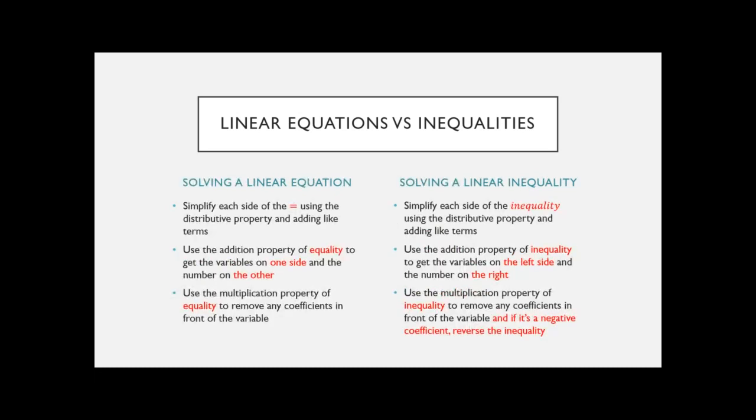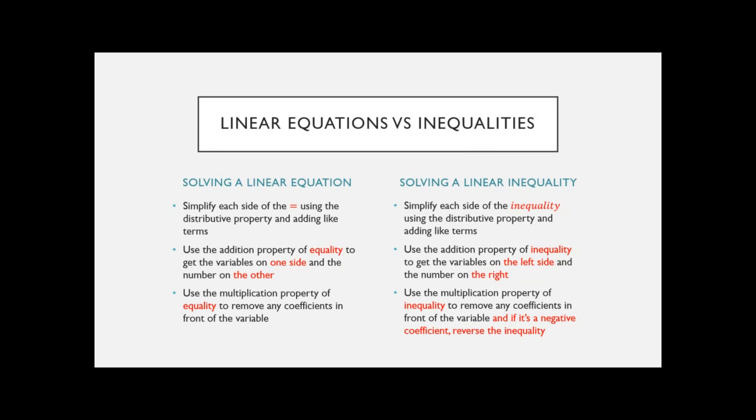And there are similarities and differences when you're solving as well. So if we're looking at solving an equation versus solving an inequality. When you're solving an equation, you want to simplify both sides of your equal sign. So you'll have a left side and a right side. You simplify both sides. This means using the distributive property, adding your like terms. You do the same thing with an inequality. You simplify both sides using the distributive property and adding like terms. It's not an equal sign anymore, it's a different symbol, but you do the same thing.